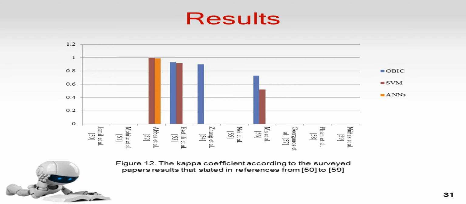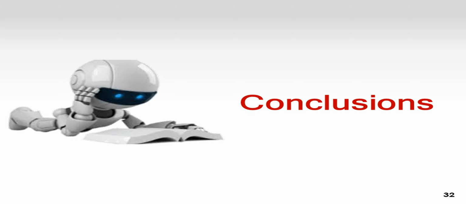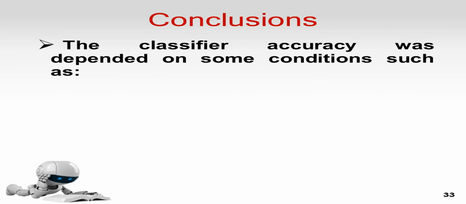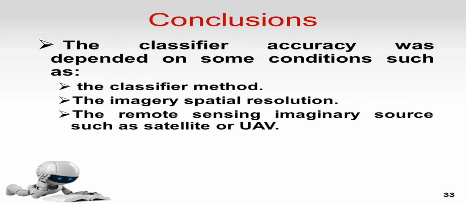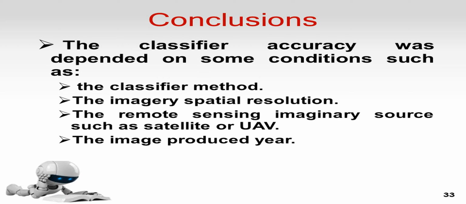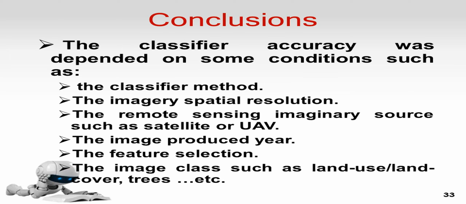In this slide, we see the kappa coefficient for comparing the surveyed paper results, and it gives the same results for this comparison. The conclusions: the classifier accuracy depends on some conditions such as the classifier method, the imagery spatial resolution, the remote sensing image source such as satellite or UAV, the feature selection, and the image class such as land use, land cover, trees, forests.